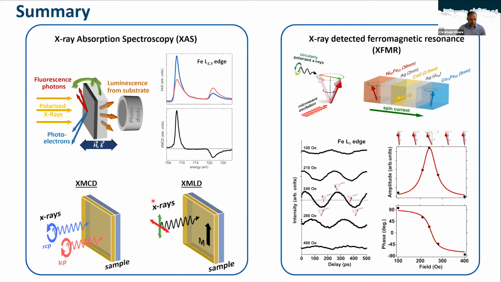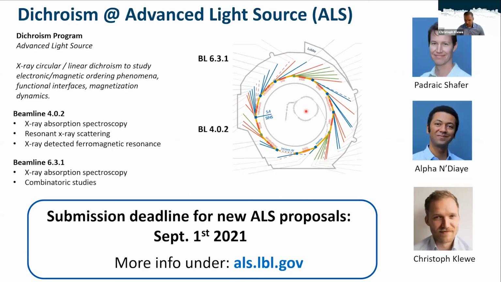And in the second part, I introduced X-ray ferromagnetic resonance, or XFMR, and I showed you how we can use X-ray absorption to probe spin dynamics and spin currents in complex materials. And I hope I could convince you that these techniques and soft X-rays are a really powerful tool for studying magnetic interactions. And with this, I just want to point out one last thing.